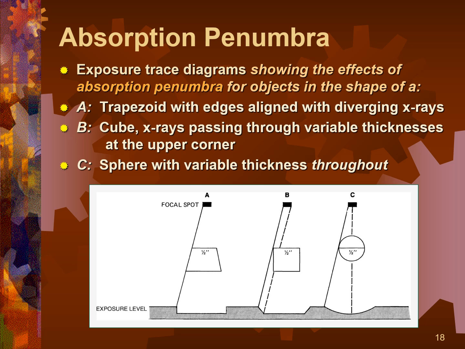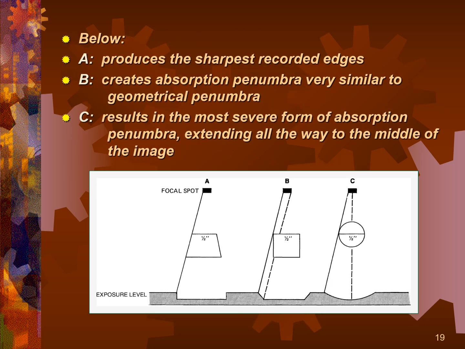All right. So again, because we have different shapes, we get different exposure trace diagrams. Okay? And so this is showing you how the object itself can affect your subject contrast in your latent image. And he just tells you exactly what I just told you. The sharpest edges are the trapezoid.